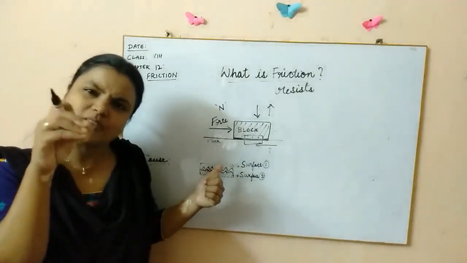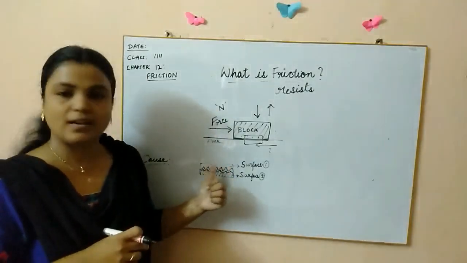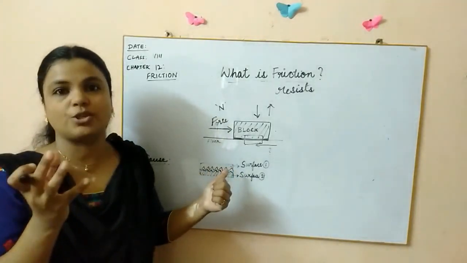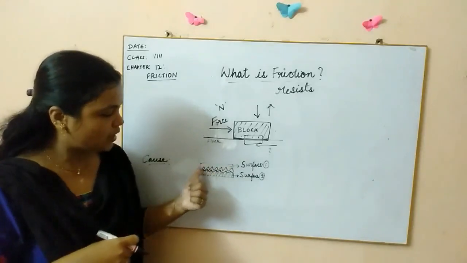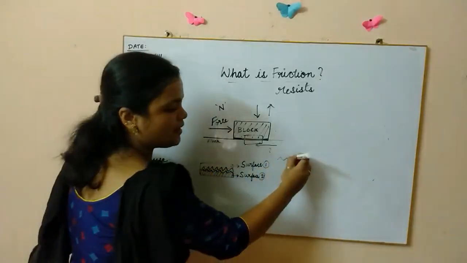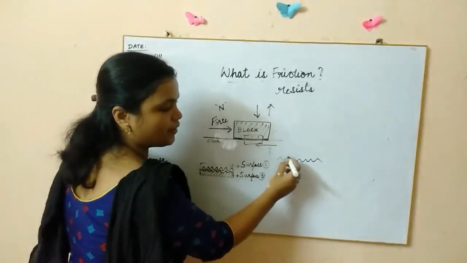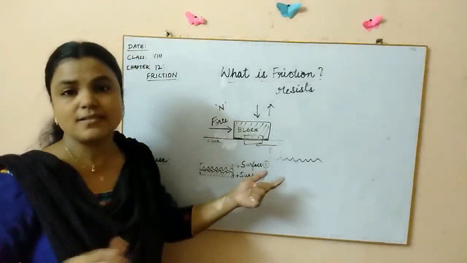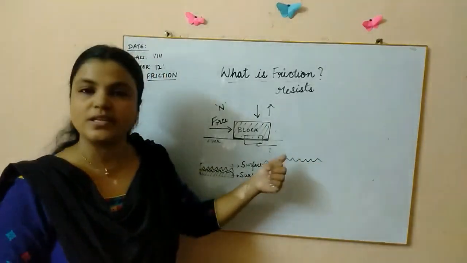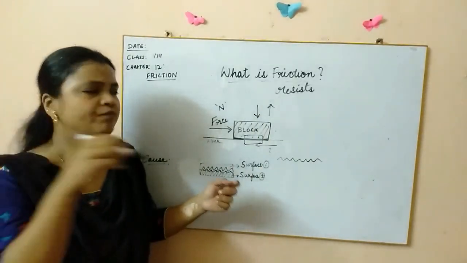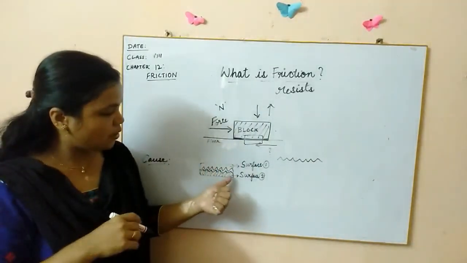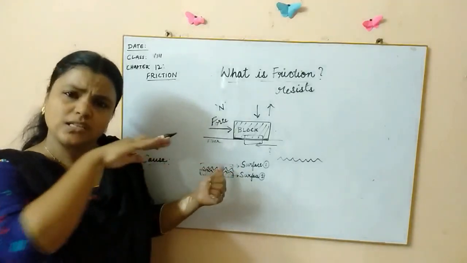They have microscopic, zigzag-like surfaces, jagged edges. They don't have smooth surfaces. Instead, they have kind of hills and valleys. So it is not actually smooth. The same is the case with the other surface also. They have a microscopic zigzag-like pattern, so that means they are not even.